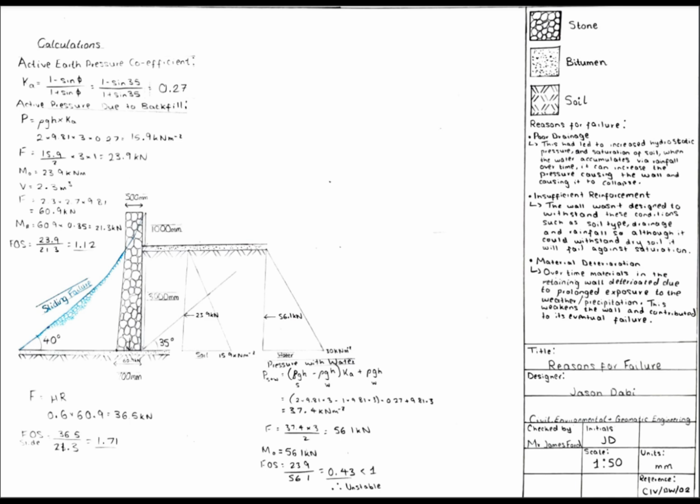Another reason the wall failed was due to insufficient reinforcement. It wasn't designed to withstand precipitation, so while it held up against dry soil and vehicles, it couldn't withstand saturation. An assumption that can also be made is that over time, the materials in the retaining wall deteriorated due to prolonged exposure to the weather. This caused the wall to weaken and contribute to its eventual failure.